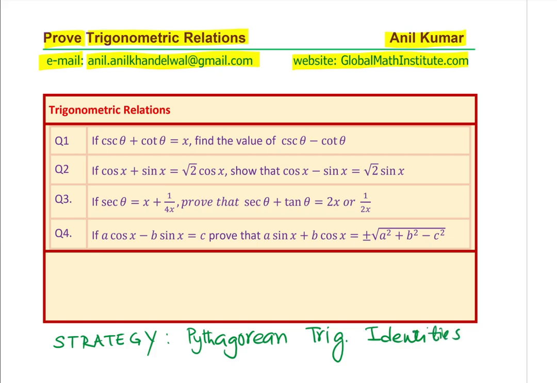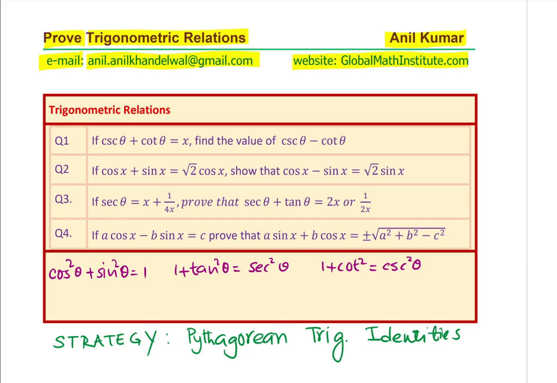Let me just write down these identities. So we have cos square theta plus sin square theta equals 1. 1 plus tan square theta equals secant square theta, and 1 plus cotangent square theta equals cosecant square theta. Now, as you can see, these Pythagorean identities can be written in different forms.